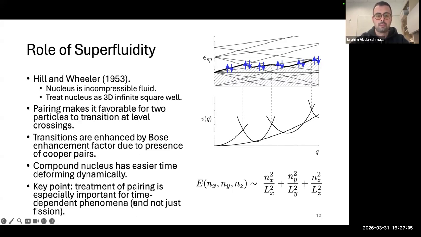And this is not just for fission. This will be a common trend where very often in nuclear physics, for static properties like binding energies, charge radii, pairing is important, but in many cases you can get away with neglecting it, and it'll just be a small percent correction. For dynamics, it's always very essential.